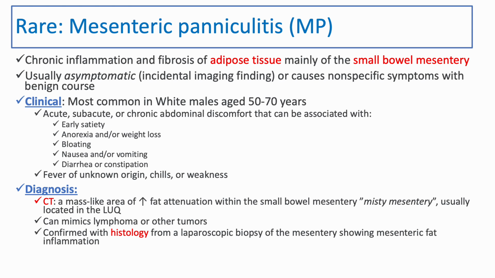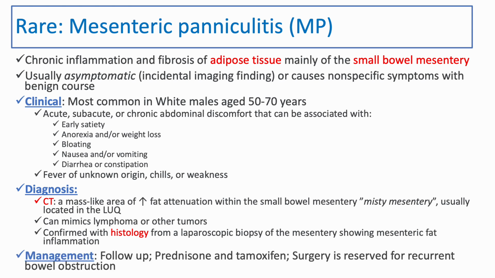Confirmation is needed by histology and biopsy, usually done by a laparoscopic procedure of the mesentery, and that will show the mesenteric fat inflammation. Treatment, in most cases, again depending on the severity of the symptoms, follow-up might be appropriate. You can try anti-inflammatories like prednisone, tamoxifen. In rare situations, surgery might be needed if the patient is having complications like recurrent bowel obstruction.